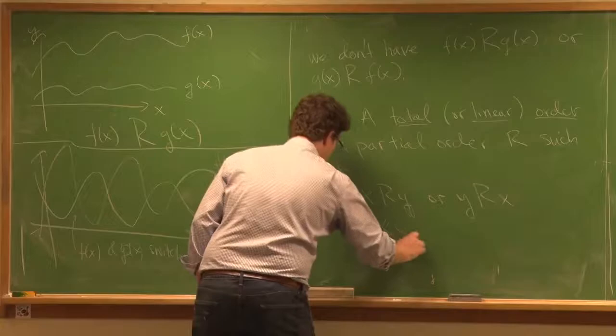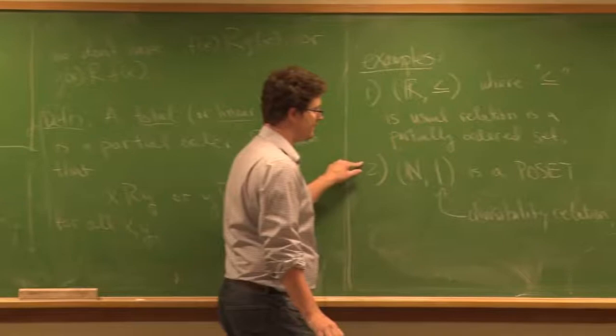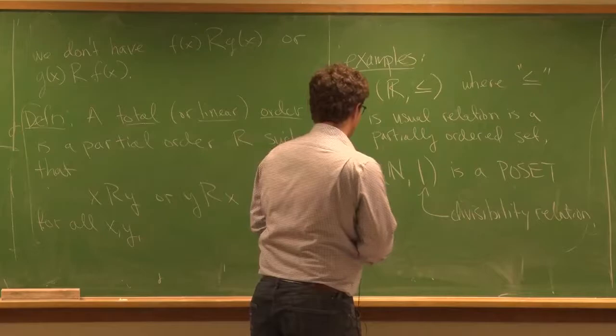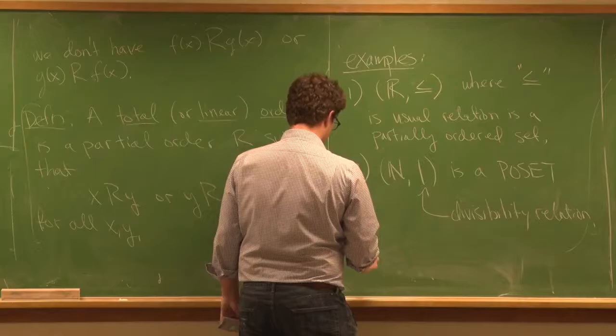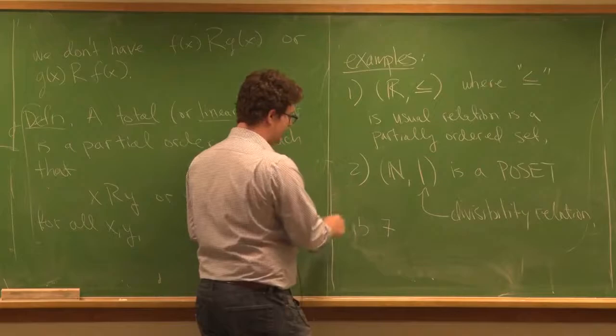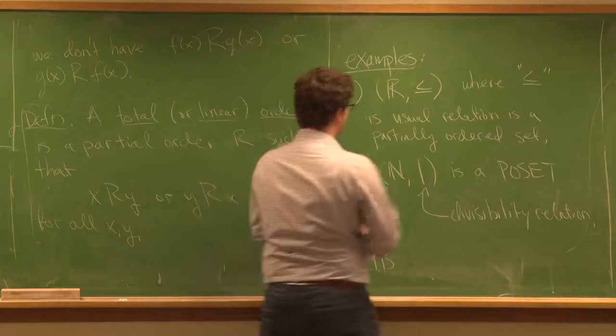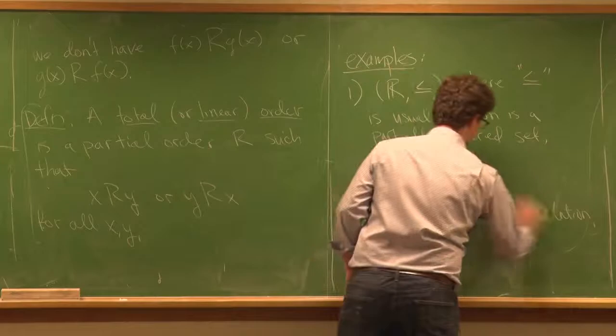And you'll see that the first example is a total order. But with divisibility, I think you can have two things that don't divide each other. So like 15 and, I don't know, what's another thing? So 7. It's not the case that this divides this or this divides this. 7 doesn't divide 15, right? So this isn't a total order. So the first example is a total order, but the second two are not total orders.